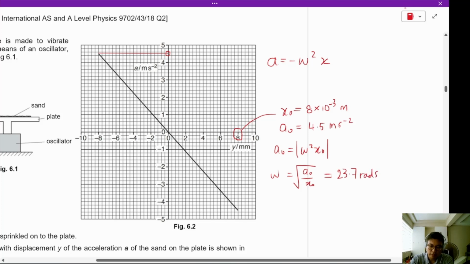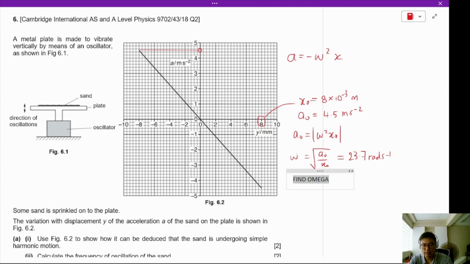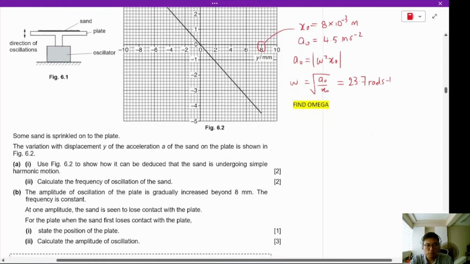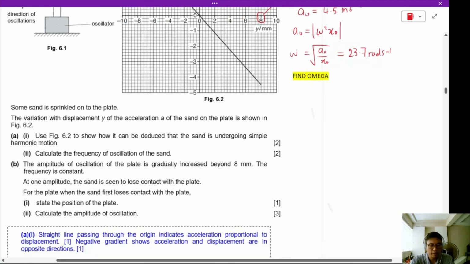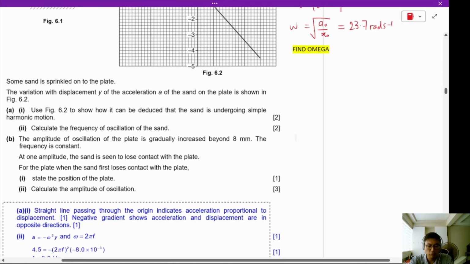radians per second. Alright, so in every simple harmonic question, let me guarantee for you that you will need to find omega. Confirm plus guarantee that this is the way to do the question. Yeah, I haven't even read the question yet, and already I've got so much information from the graph. Now, sand is sprinkled on the plate. Use figure 6.2 to show how it can be deduced that the sand is undergoing simple harmonic motion.